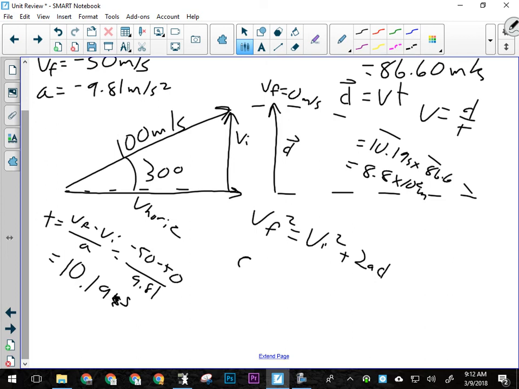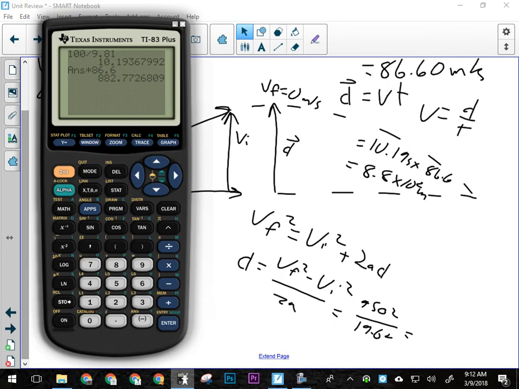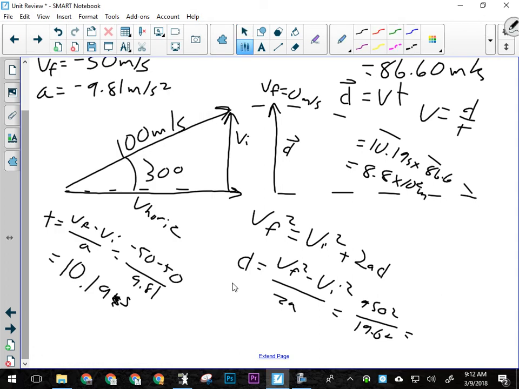So I'm looking for D. So D will be VF squared minus VI squared over 2A. So that's going to be 50 squared divided by 19.62. All right, so it's going to reach a height of 1.3 times 10 to the 2 meters.